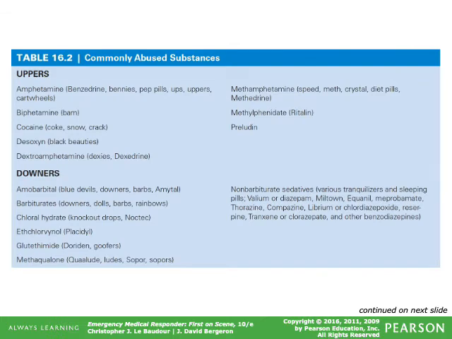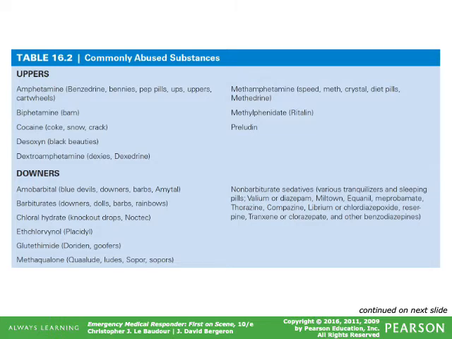Alright, so this is table 16.2. It's just a table of some commonly abused substances, split into uppers or downers. So some common uppers are going to be amphetamines. These can be known as Benzedrine, bennies, pep pills, uppers, cartwheels.